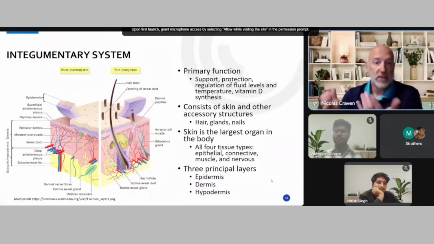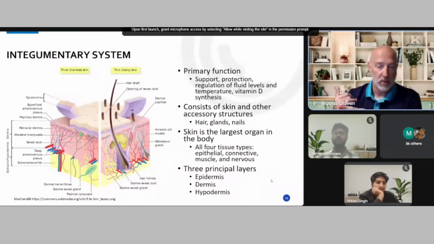The skin is considered the largest organ of the body. If you think about it, it has quite a large surface area, so it covers the extent of your entire body, and it consists of all the tissue types: of course the epithelial, which we talked about and will talk a little more about, connective tissue, muscle, and the nervous system. So all those tissue types are within the integumentary system.